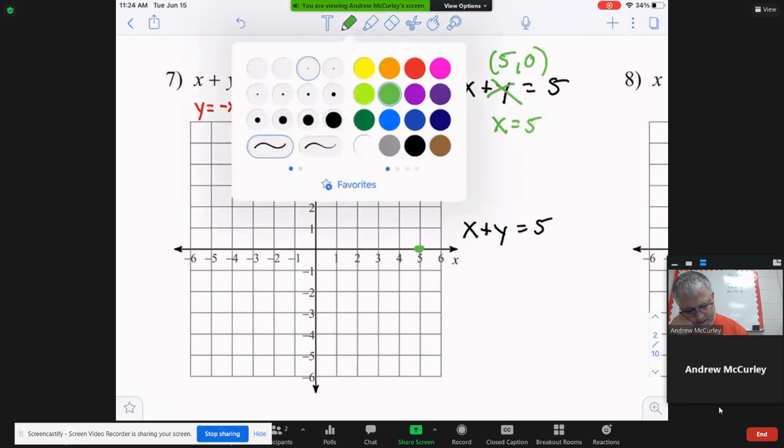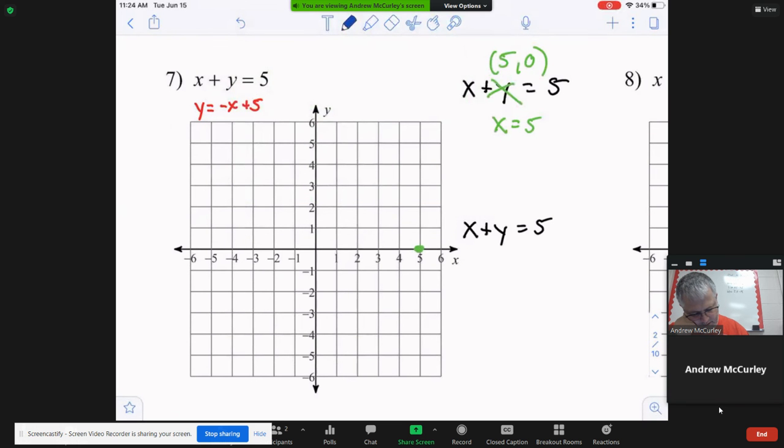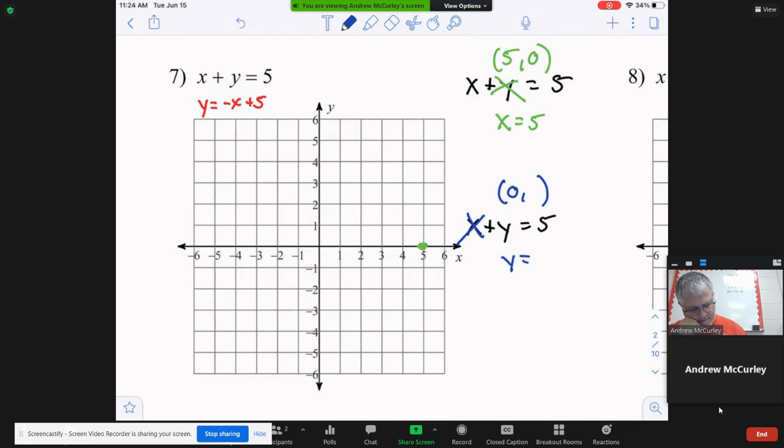Let's do the same thing down here. I know when x equals 0, that's going to be my y-intercept, or basically x is gone. So y also equals 5 in this case. So guess what? There's another point. That's 2 points. That's all I need to graph. There's one, and that's my line. So if I have the 2 intercepts, I can graph.